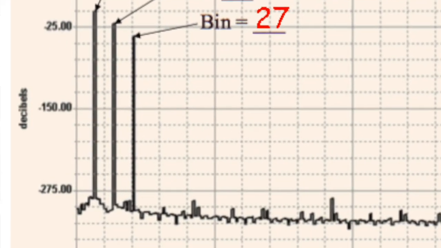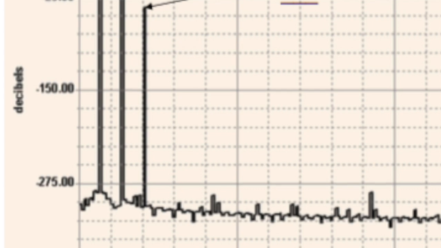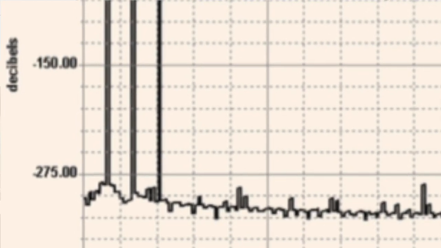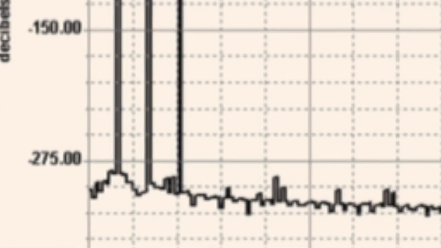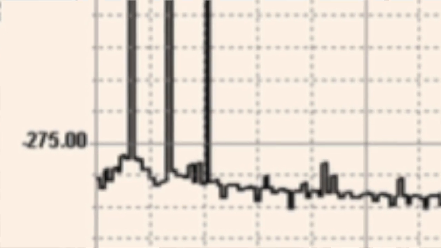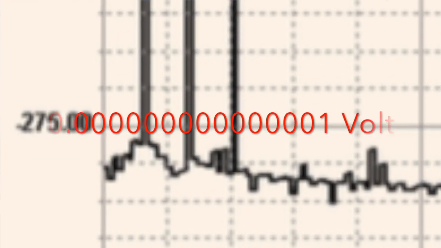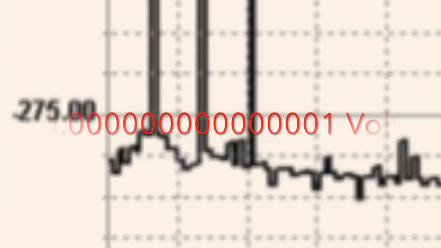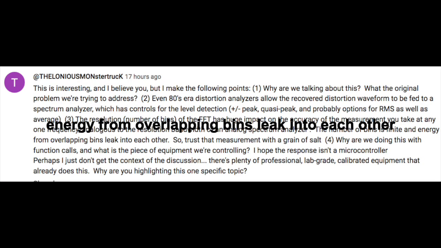So bin 18 is up at 100 millivolts. And the bin right next to it, bin 17, is at 1 quadrillionth of a volt. So there's no energy from overlapping bins leaking into each other. That's what happens when you use a spectrum analyzer.